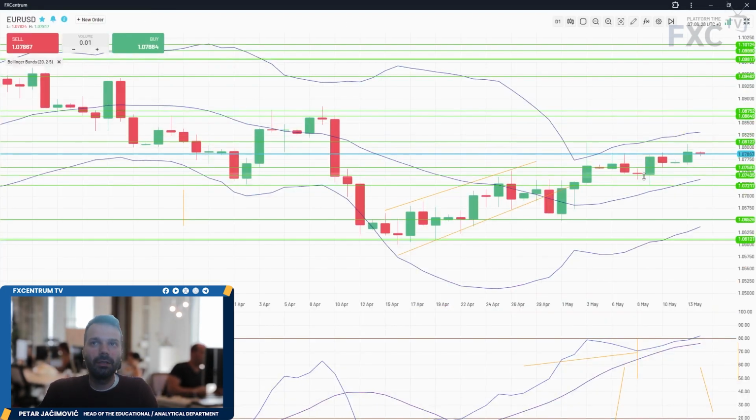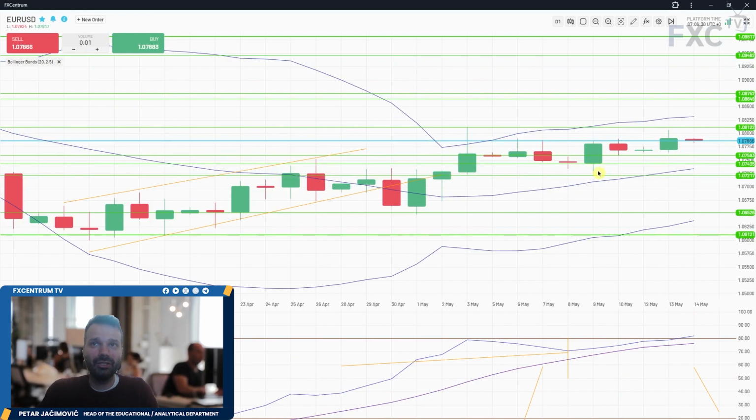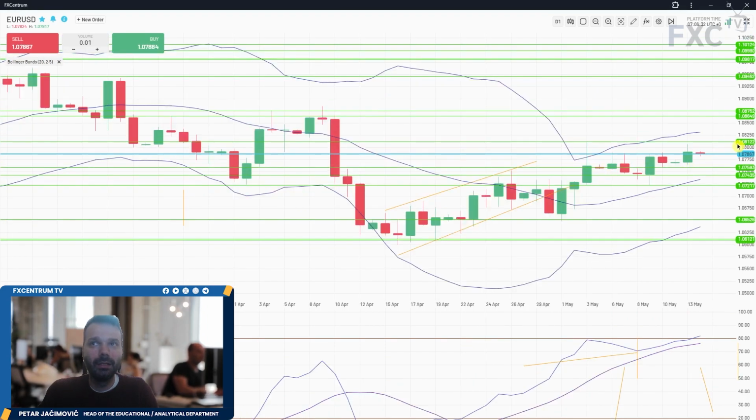And we have euro dollar, where we can see consolidation similar to the pound dollar. 1.0812 is key resistance, the pin bar high, with support at 1.0725. Fast and slow line are sloping to the upside. So I would like to see the breakout of this consolidation in order to confirm a bigger directional move.